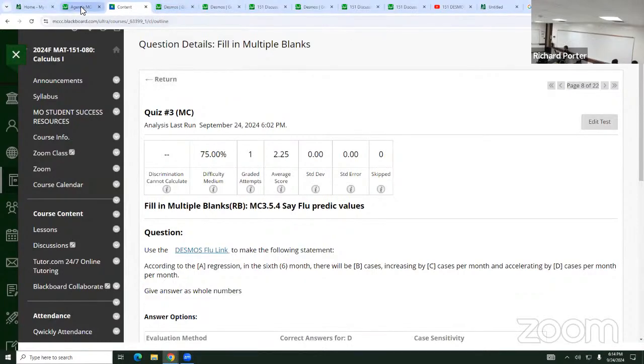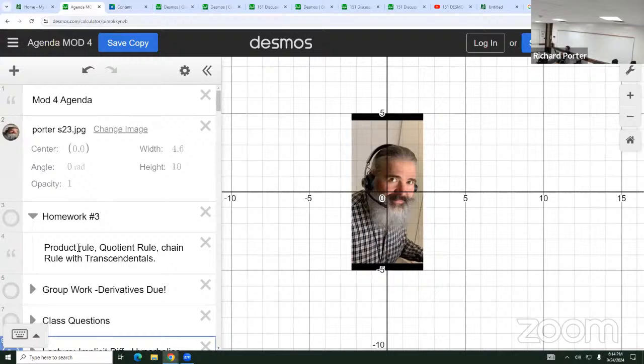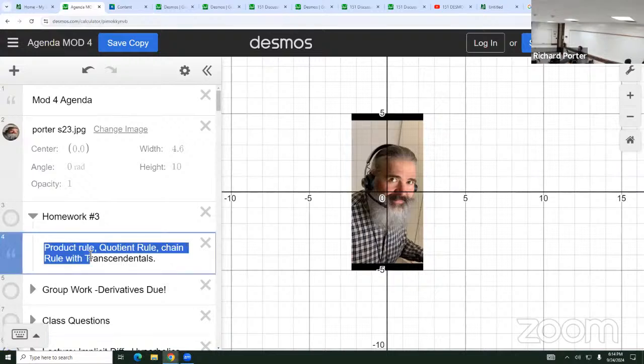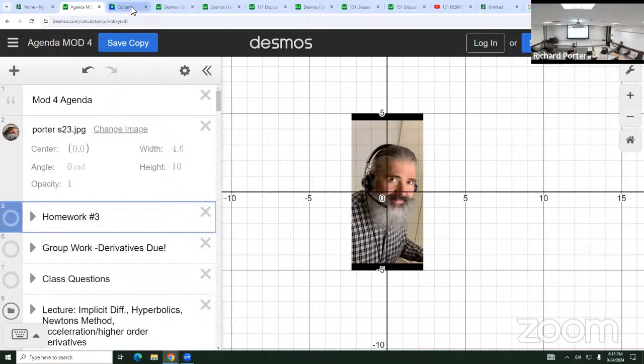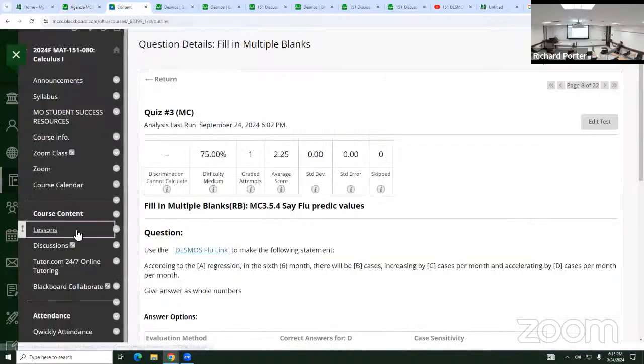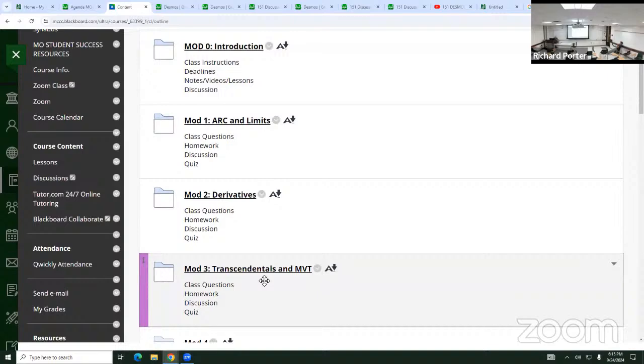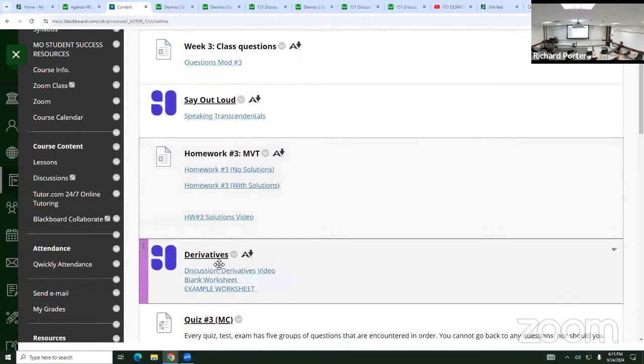Okay, back to my agenda. So we did the homework. So you saw product rule, you saw quotient rule, you saw chain rule, and you might have seen some transcendentals. Right, so now let's take a look at your derivative stuff under lesson, mod 3, derivatives.